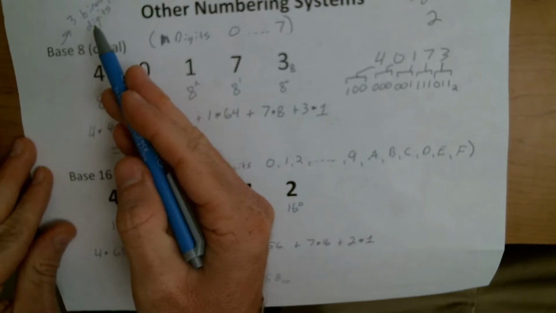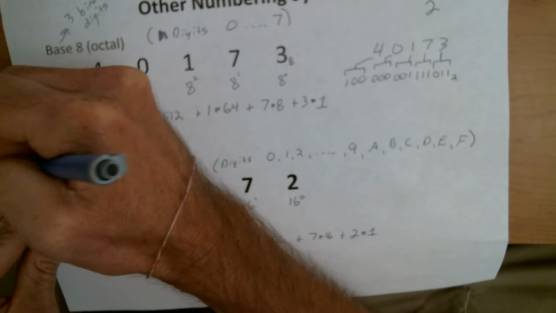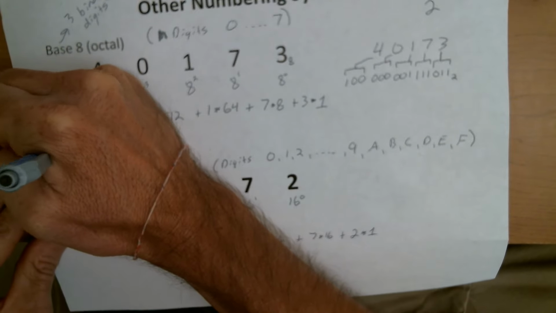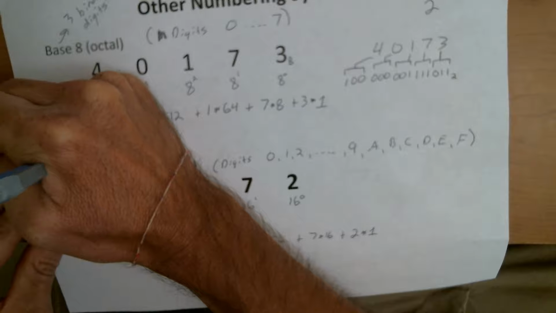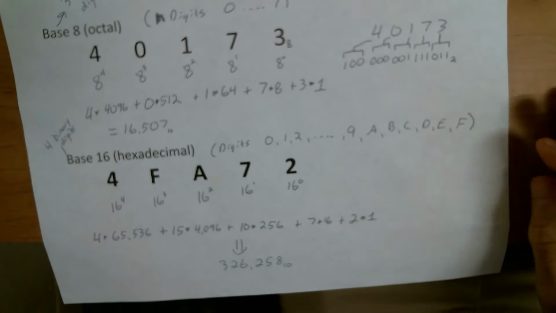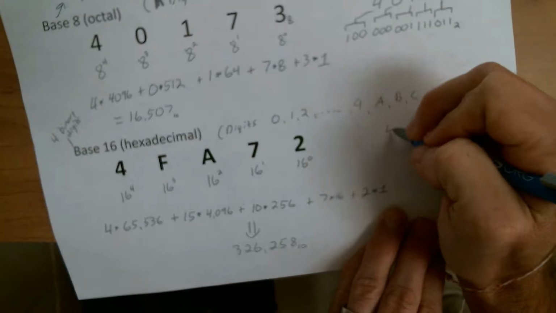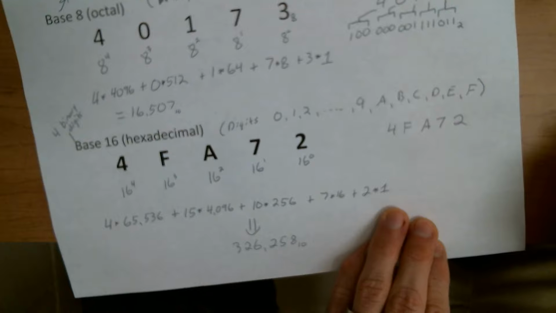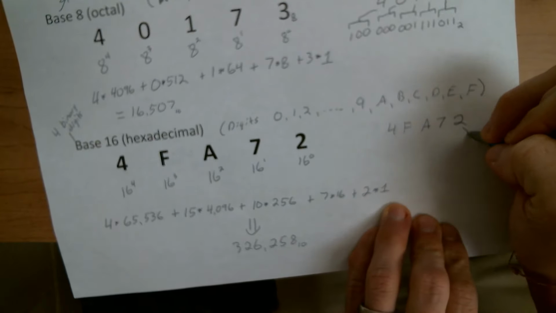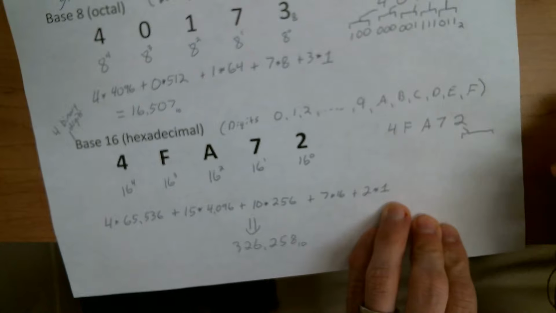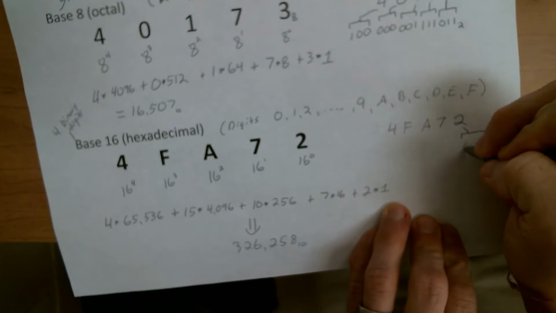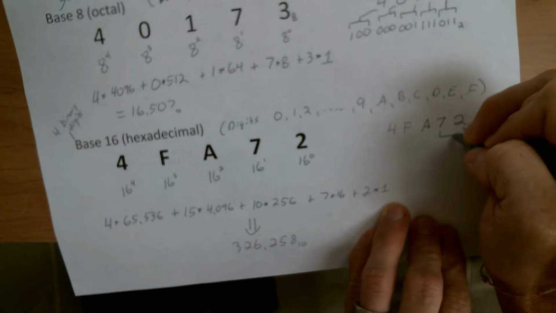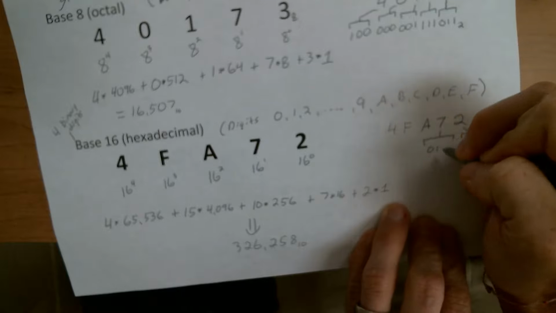So base 8 is 3 binary digits. It's probably not going to be a surprise that base 16 is 4 binary digits. So if I've got 4FA72, I could do the same exact thing, only now I'm using 4 digits to represent each number. So 2 would be 0, 0, 1, 0. 7 would be 0, 1, 1, 1.